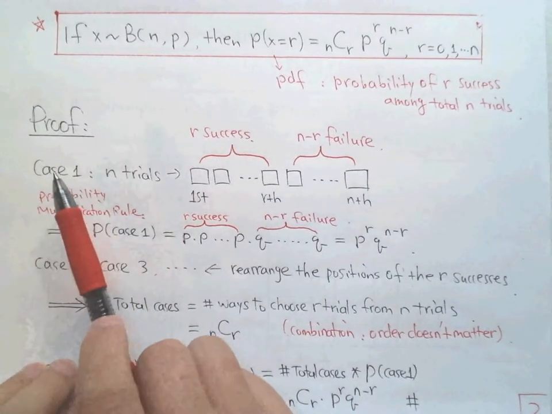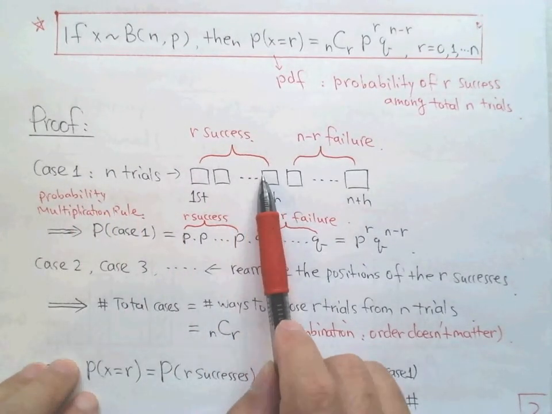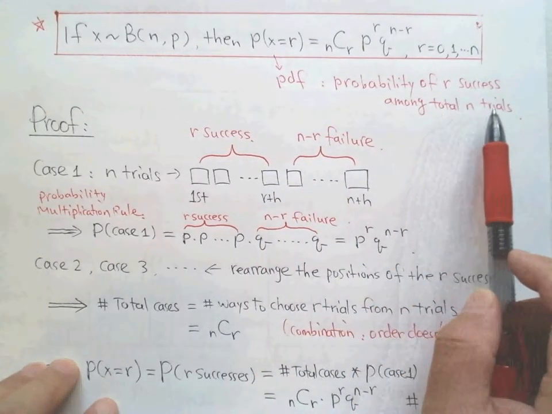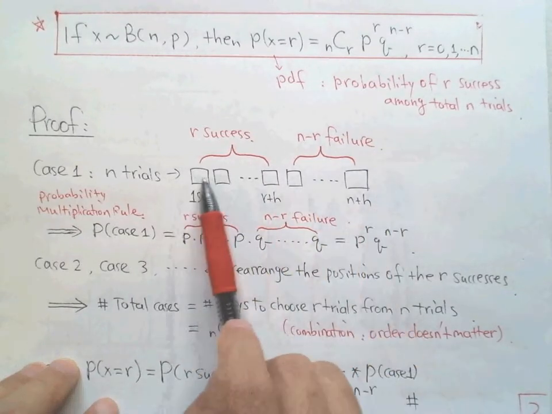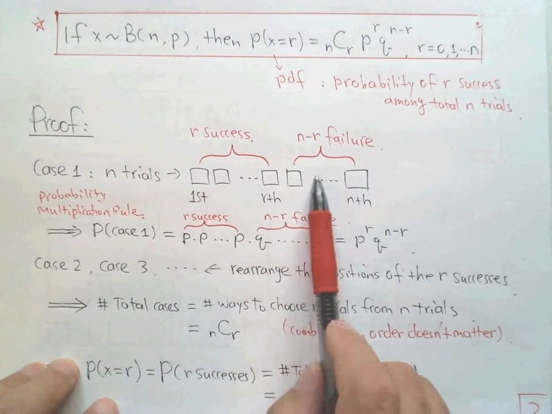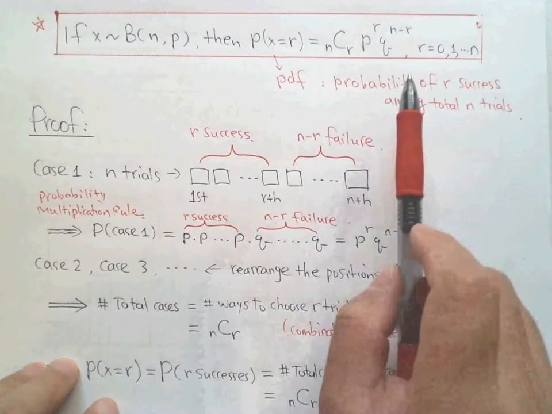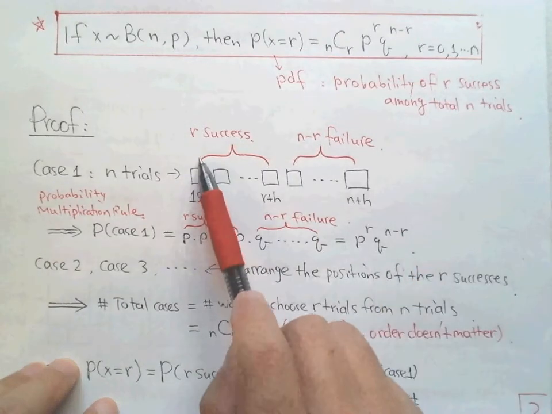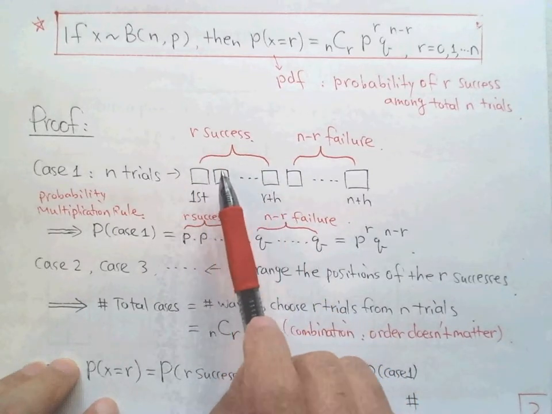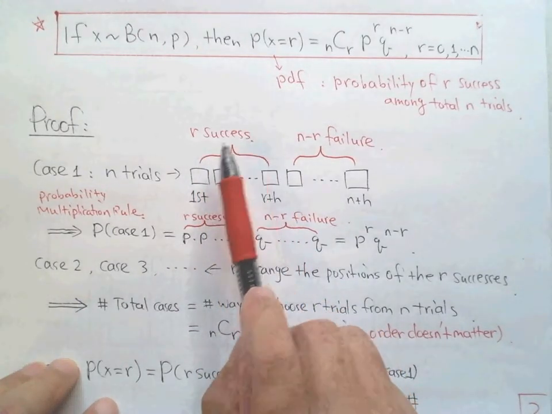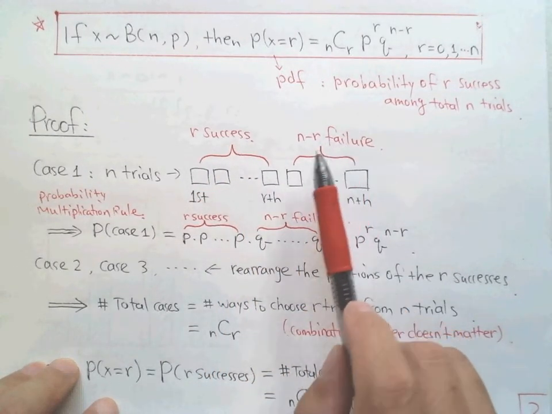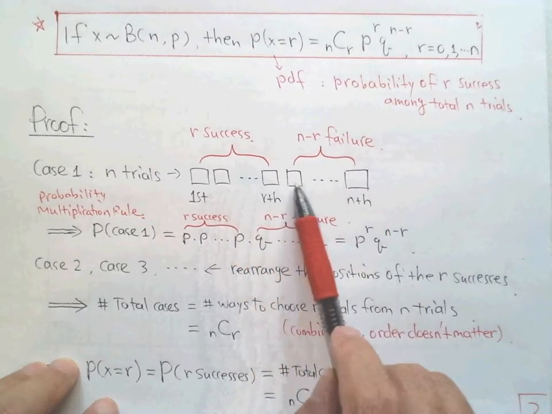The first case: what is success? Success is to get R successes among n trials. If I draw the box here, this is the first trial, the second trial, the rth trial, the R plus 1 trial, the nth trial. This is all the order of the trials. If I want to get R successes, case 1, the easiest, is if the first R trials I all get success. That is R successes. And then what is left? N minus R, each time I get a fail. What is the probability for this event to happen?